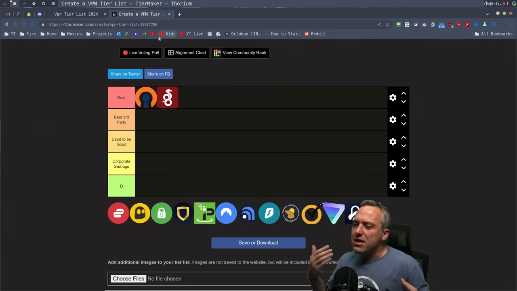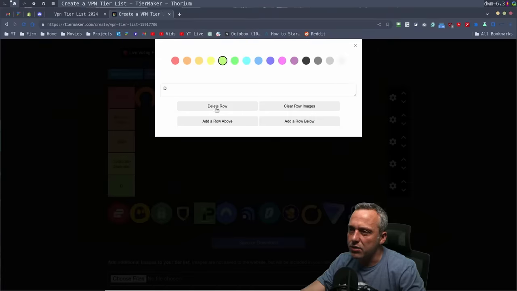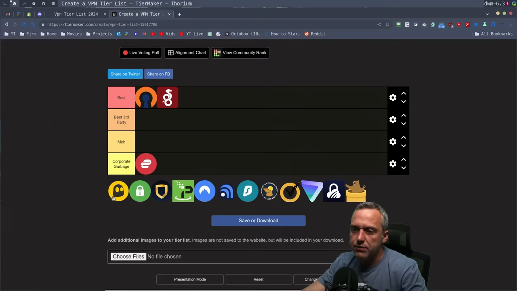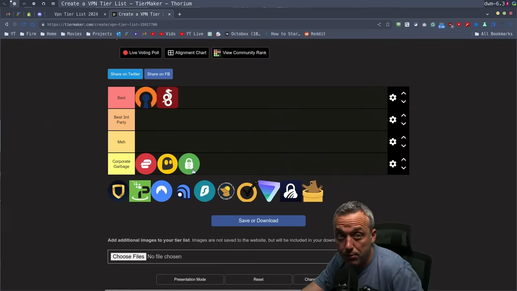Having said that, let's get into the meat and potatoes of which ones are just corporate garbage, which ones are like meh. And we're not even going to make a D tier because frankly, I don't think it's really needed in this respect. Let's start with corporate garbage. We got ExpressVPN, CyberGhost, Private Internet Access. All the same company, by the way.